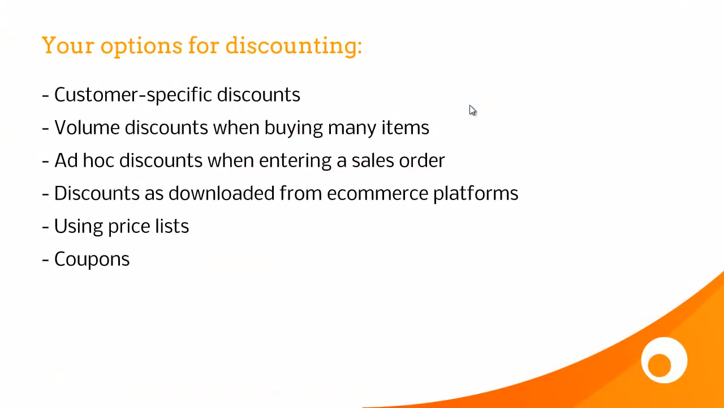So what we've just covered are a number of different options. We've got customer specific discounts, where you put a percentage on the contact record. You've got volume discounts on the product, and you edit the product prices for that. You've got ad hoc discounts when entering a sales or purchase order, and you need to turn on the list price and discount columns for that. And then discounts as we download them from e-commerce platforms, and that's generally a line item. And then using price lists, and finally coupons for Brightpearl point of sale.